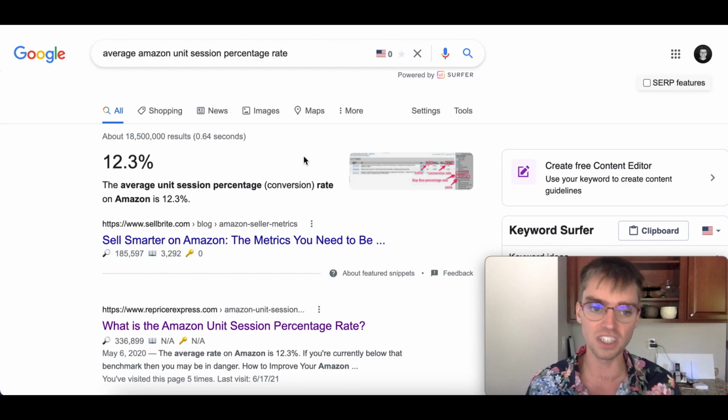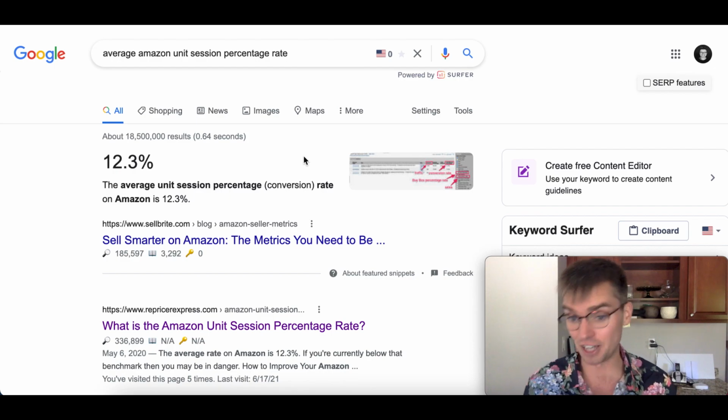Okay, so use this as a benchmark. Go in, look at your unit session percentage rate. If your unit session percentage rate is less than 12.3%, that means that you're worse than average. If it's above 12.3%, that means you're above average, and that should be your goal.